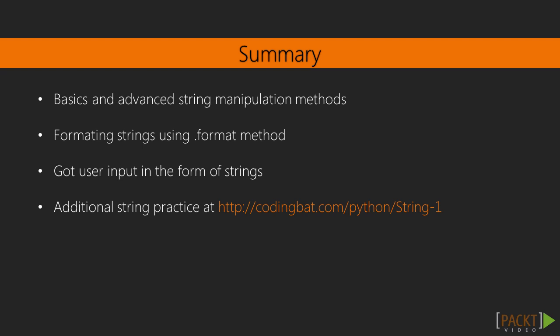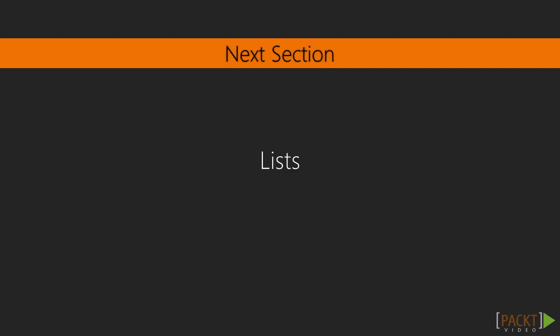We looked at how to use various string manipulation methods to transform our strings, including the count method, replace method, and we also looked at the format method, so how we could use that to nicely print a string to the console. And lastly, in this video, we looked at how to get user input in the form of a string. In the next section, we will be taking a look at Python lists, how we can use them and transform them.